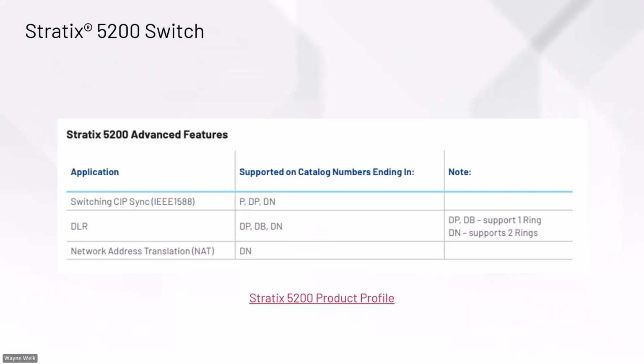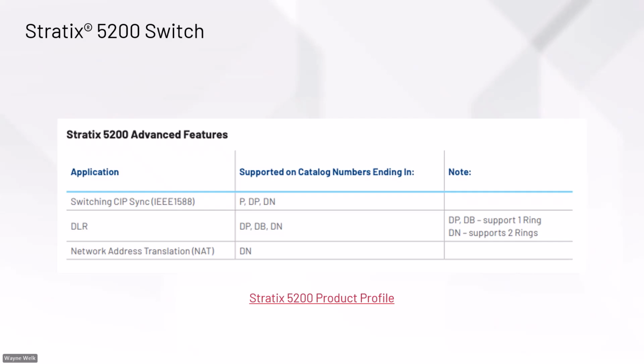So here are the model numbers that will support the catalog designations ending in P, DP, and DN. These will all support SIP sync. DLR is supported by DP, DB, and DN. And if you need NAT, it is supported on DN.